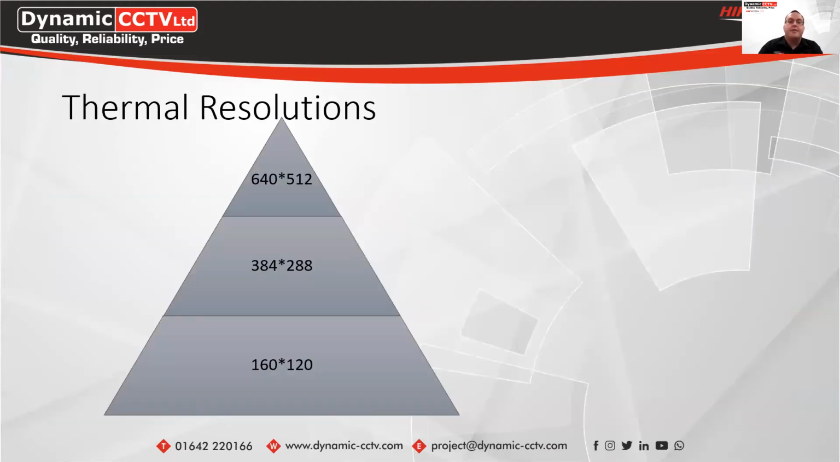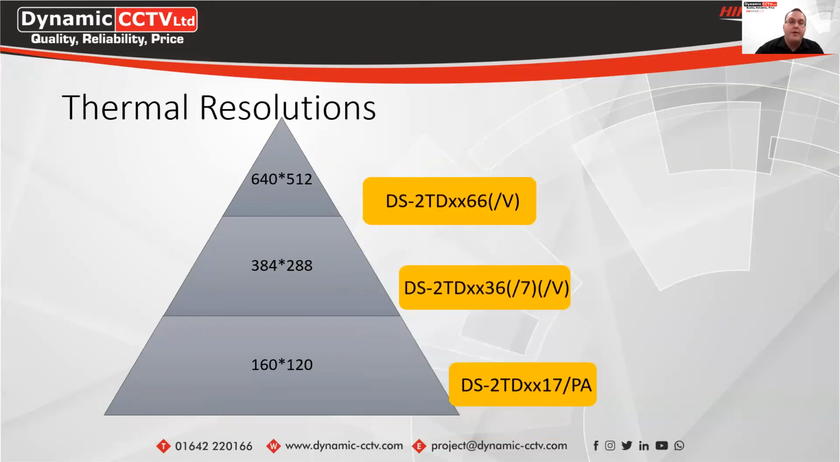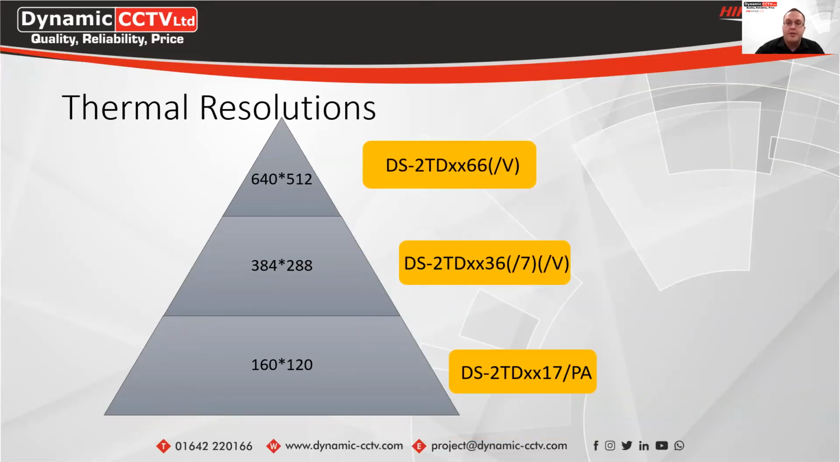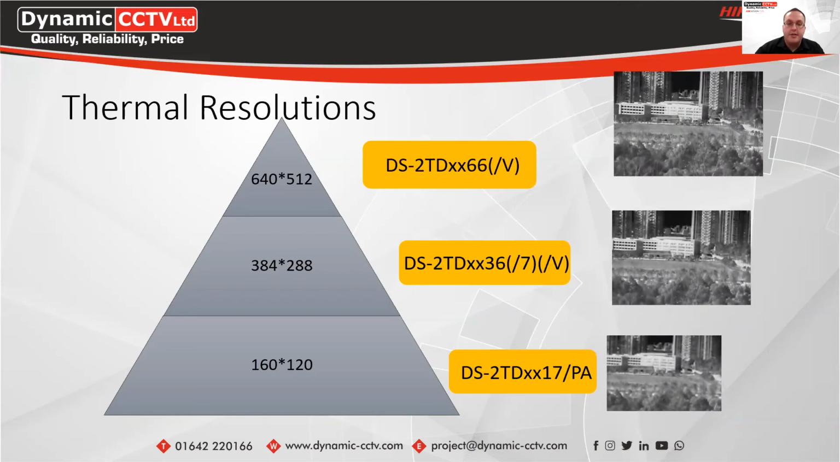So there are a few different resolutions available in the thermal ranges. You've got the high end for your higher end solutions where you need the extra resolution in the image. You've got your medium range, and then your eco range, which is the lowest resolution on the thermal images. Depending on the scenario, a lot of the time you can use the eco ranges, but if you need higher accuracy or longer distances, then you need to start looking at the higher end, higher resolution thermal cameras.